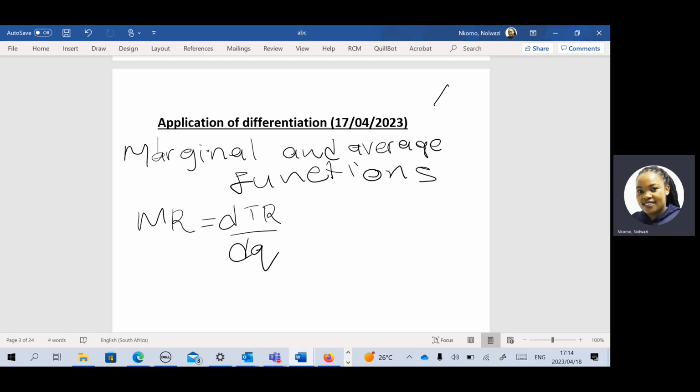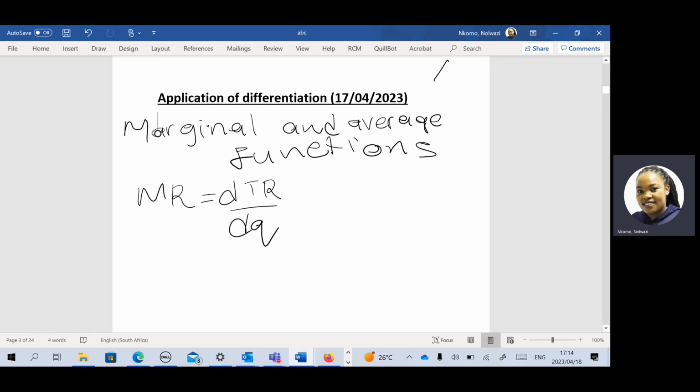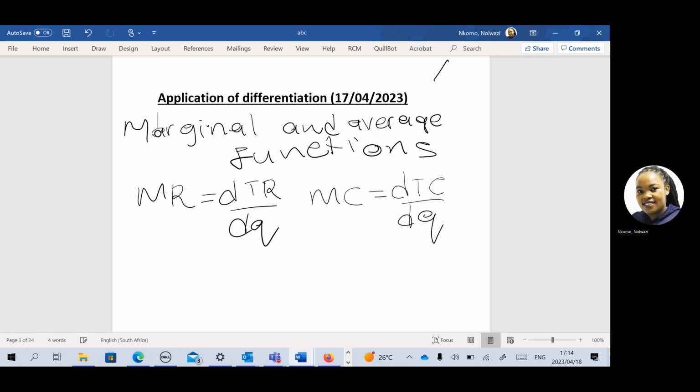Another thing, the rate of change of the total cost is called the marginal cost. This means to find the marginal cost, you need to differentiate the total cost. So the marginal revenue is the derivative of the total revenue, and the marginal cost is the derivative of the total cost. To get the marginal revenue, we differentiate the total revenue, and to find the marginal cost, we differentiate the total cost.